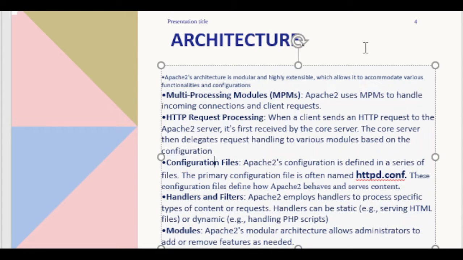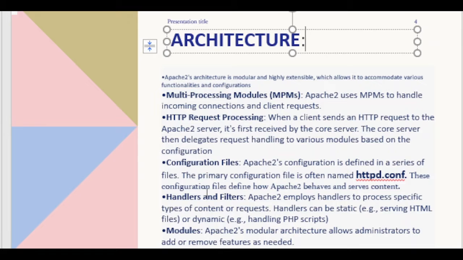Configuration file. Apache configuration is defined in a series of files. The primary file is often named httpd.conf. This I will show you in the lab, so after this theory we'll move to the lab. There it is defined how to behave and serve content.